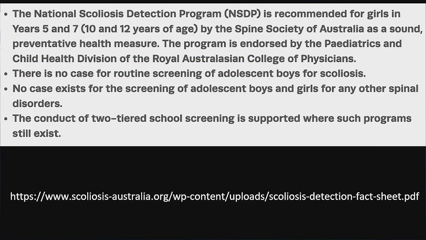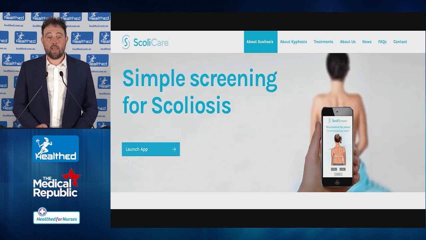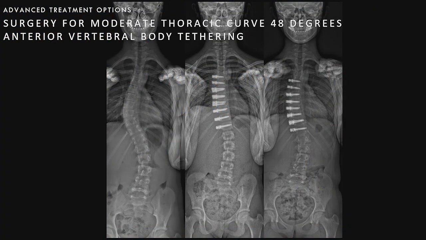Scoliosis Australia, run through the Spine Society of Australia, recommend the National Scoliosis Self-Detection Program, for girls in year 5 and 7, 10 and 12 years of age, as a preventative health measure. This is endorsed by the Paediatric and Child Health Division of the Royal Australasian College of Physicians. This is the Scoliosis Australia website, and there is a self-detection fact sheet available on here. A further resource is an app made by Scolicare, which involves simple home screening for scoliosis and is available via most app stores.